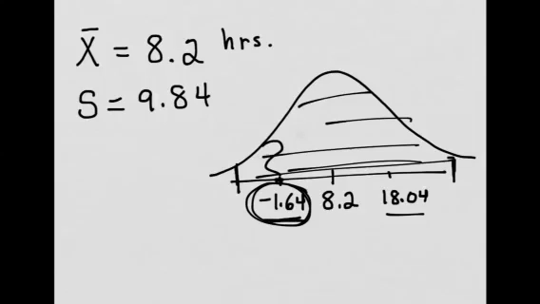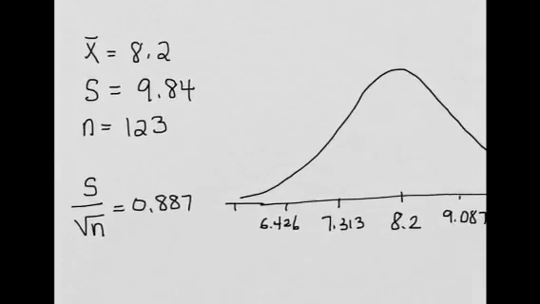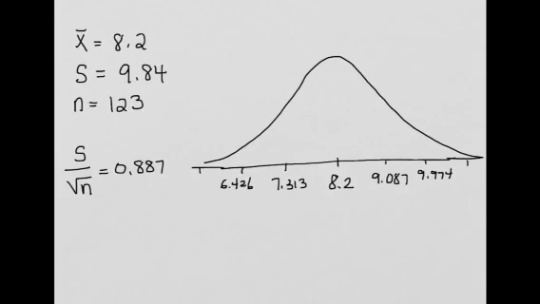So although this is one standard deviation below the mean, what we're really using is the standard error because we're finding a confidence interval for the population mean. So let's come over to here. This is the actual distribution we're working with. Again, we have a mean of 8.2 that was given to us in the problem, and the standard deviation is 9.84, and our sample size is 123.